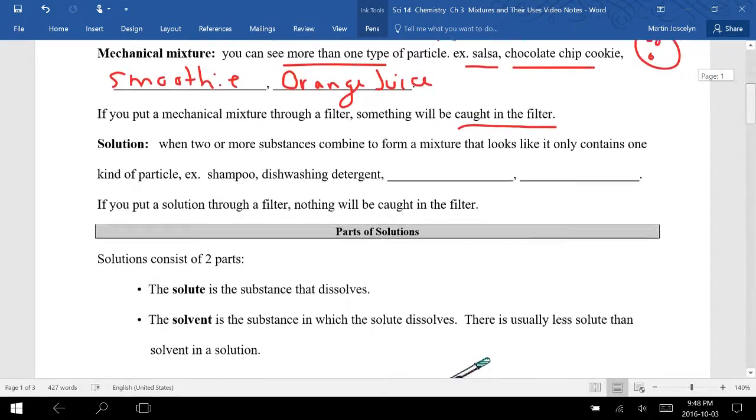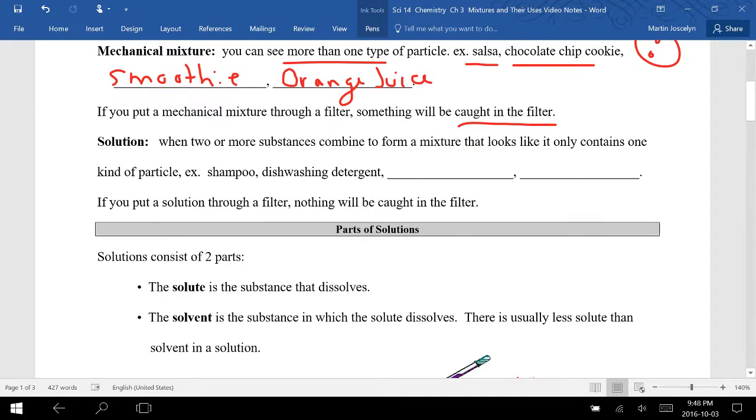Now we also have solutions. And solutions are when two or more substances combine to form a mixture that all looks like it contains only one particle. So it looks all the same. So if you look at your shampoo, it just looks like all one consistent thing. Or your dishwashing detergent. Or maybe you made yourself some lemonade. That's also a solution. Or even the air that you breathe is a solution.